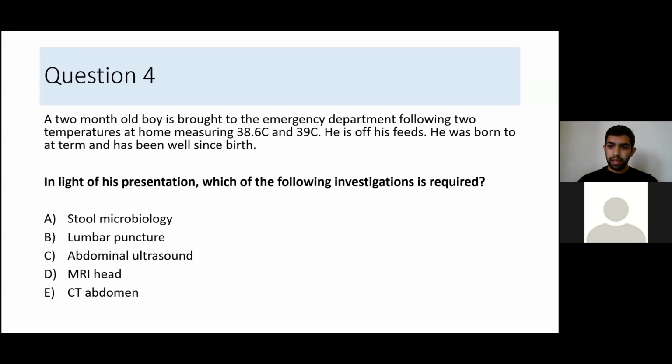Right, so the most popular answer this time is option B, with 40% of you going for it, and then 25% of you have gone for options A and C, with a handful for the last two options as well. So yes, the correct answer here is a lumbar puncture.